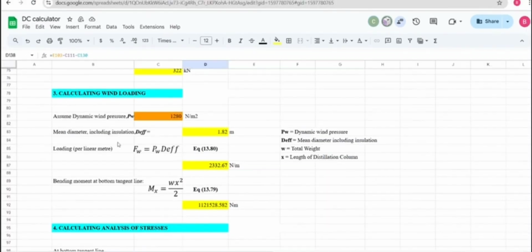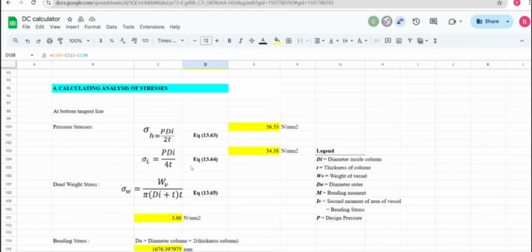And next, we are required to calculate the wind loading. You have to assume the dynamic wind pressure. However, in this question, it was given that the wind pressure is 1,280. From that, you can calculate the mean diameter, including the insulation, the loading per linear meter using this equation, and the bending moment at the bottom tangent line using this equation.